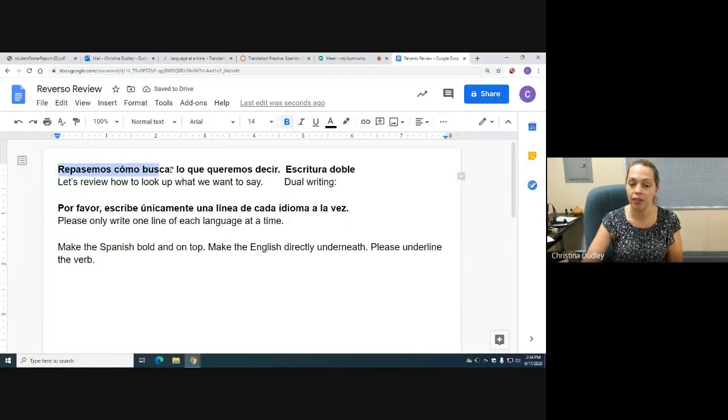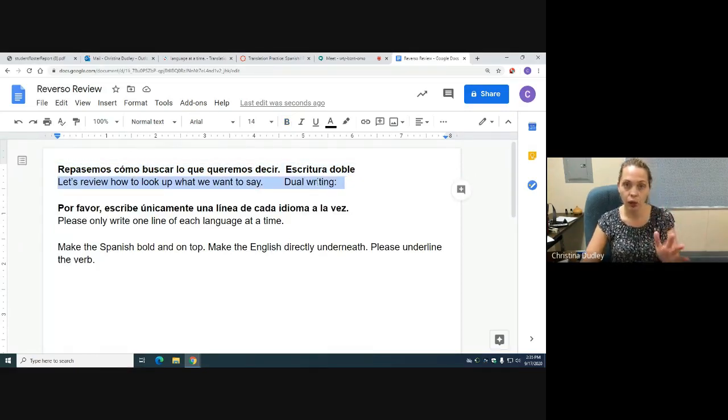So notice how I have, this line is only Spanish, solamente español, and this line is only English, inglés. So if you don't know what I'm saying, you can look at this and see what I mean, right? Okay, so we're going to stop there, and that kind of goes a little far over, so I'd like to go down here. So make the Spanish bold, and on top.